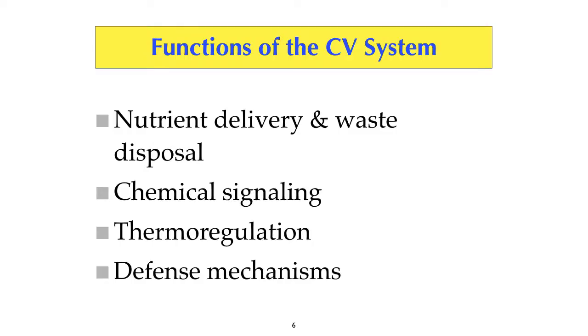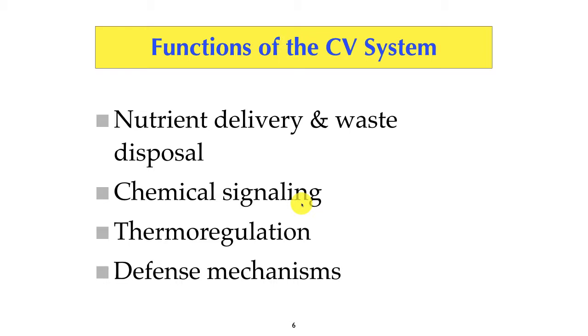Now let's look at the functions of the cardiovascular system, which in turn are actually functions of flowing blood. Flowing blood transports nutrients like oxygen from the lungs to the tissues and brings back waste like carbon dioxide from the tissues to the lungs. Blood flow is also integral to chemical signaling, where hormones which are synthesized in glands can be transported to distant organs which are their site of action.